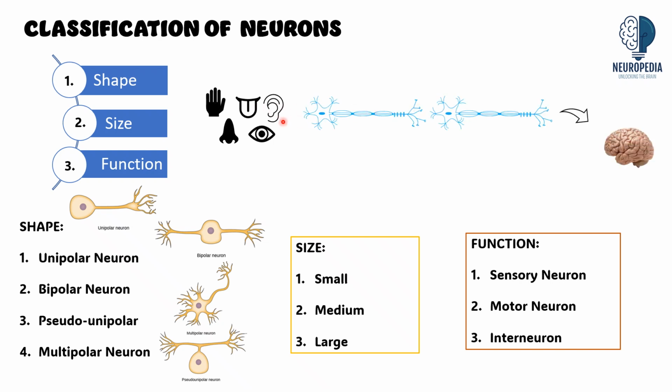These sensory neurons, also called afferent neurons, transmit sensory information from sensory receptors such as those in the skin, eyes, nose, taste buds, etc. to the central nervous system. Sensory neurons are found in sensory ganglia outside the central nervous system. These sensory neurons can be unipolar with a single process that splits into a peripheral branch and central branch.